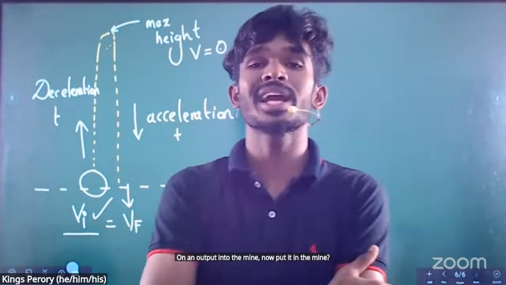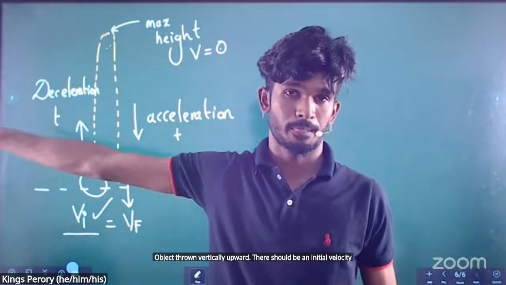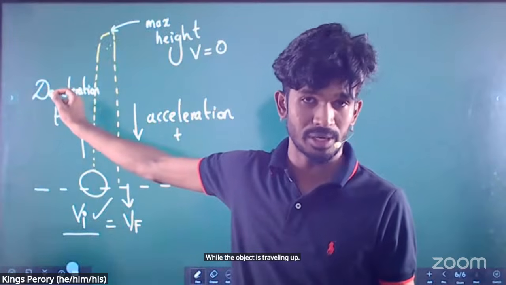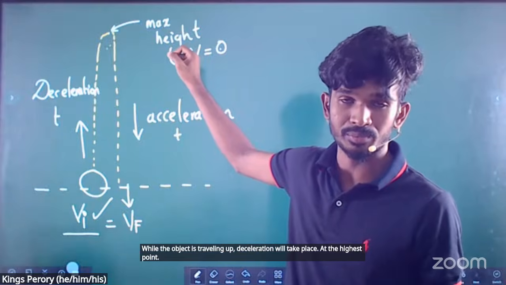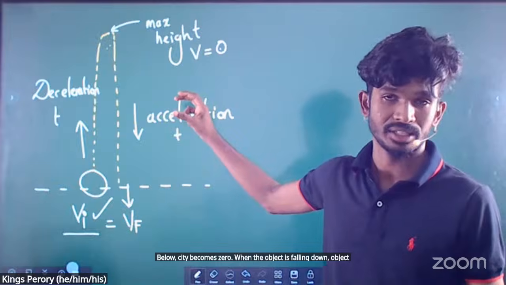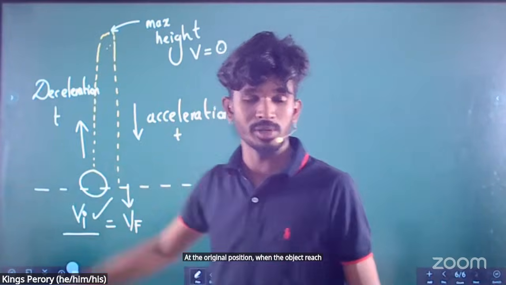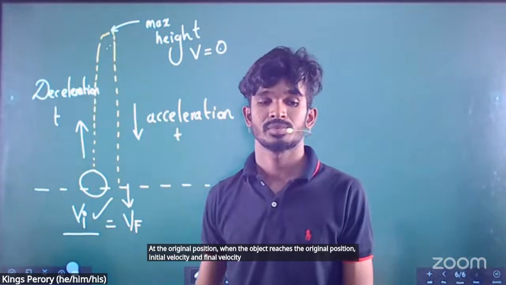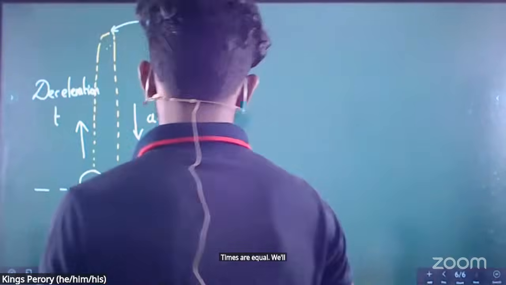Object thrown vertically upward, there should be an initial velocity given. While the object is traveling up, deceleration will take place. At the highest point, velocity becomes 0. When the object is falling down, it will accelerate. When it reaches the original position, initial velocity and final velocity become equal. Times are equal. We'll convert it into a graph.